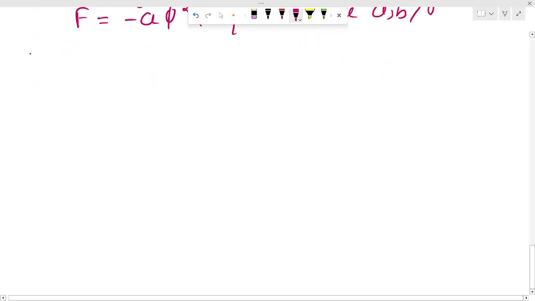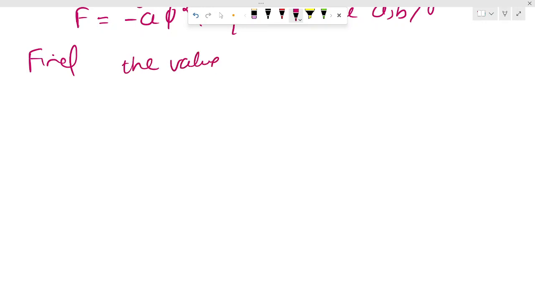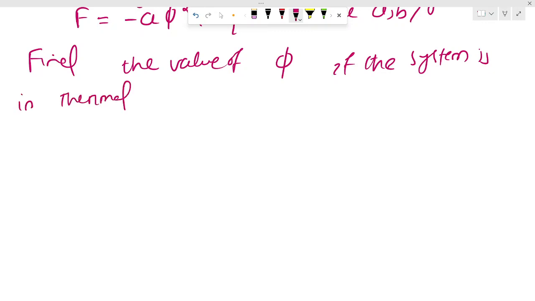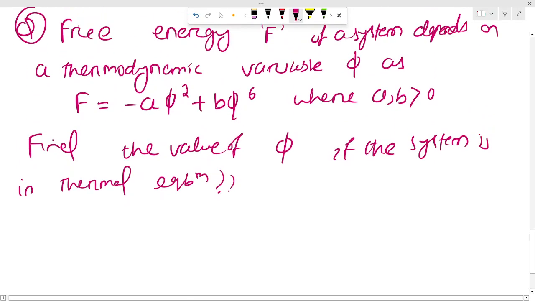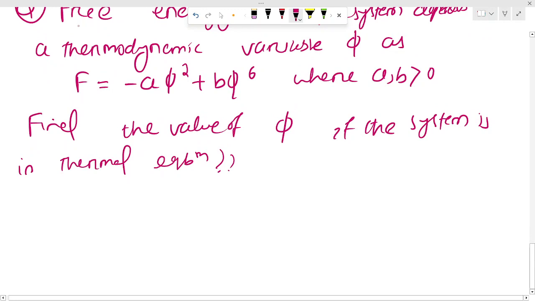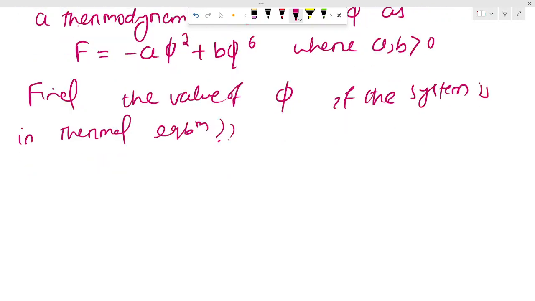So the question asks to find the value of phi if the system is in thermal equilibrium. Let me find out for you. The question gives that the free energy function F is equal to this, where a and b are constants and their values are positive. You have to find the value of phi in thermal equilibrium.